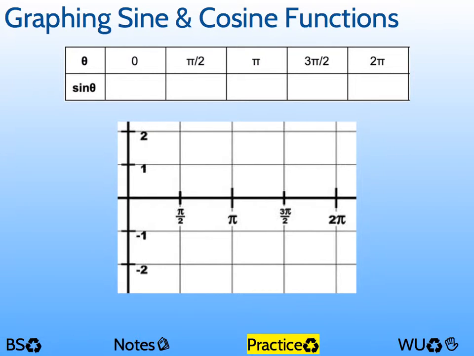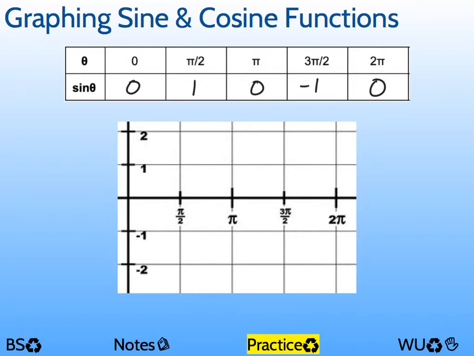Let's remember the brain starter and fill in the table again. Sine of 0 is 0. Pi over 2 is 1. Pi is 0. 3 pi over 2 is negative 1. And 2 pi is the same as 0, which is 0. So, now what we need to do is plot these points. If you notice down below, the x-axis is actually radian measures here from 0 to 2 pi. And the y-axis is normal, 0, 1, 2, and negative 1, negative 2, etc.